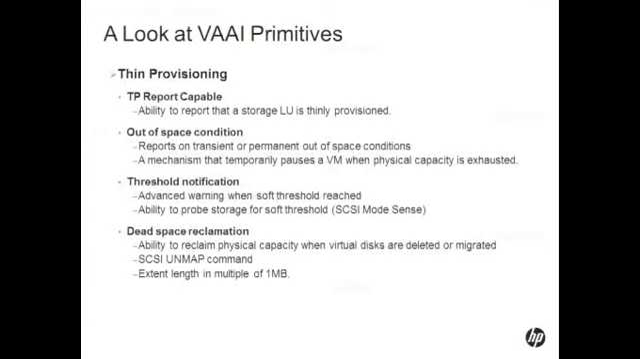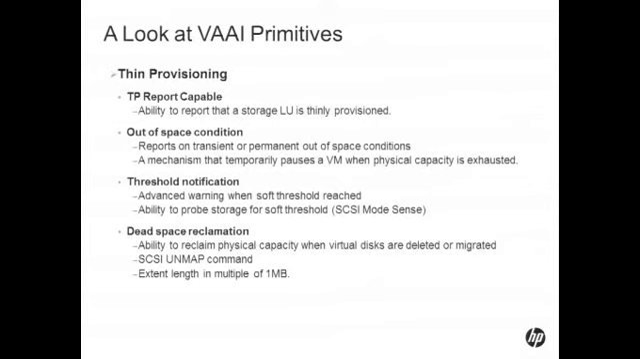All right. So for thin provisioning, this is also part of phase 2 support for VAAI. This is supported as of vSphere 5. So in the area of report capable, when you do a SCSI inquiry, you get a read capacity command back from SCSI command. There's a bit called TPE, thin provision enabled bit, in the read capacity. So from that, ESX will know whether the LUN is thin provisioned or not.